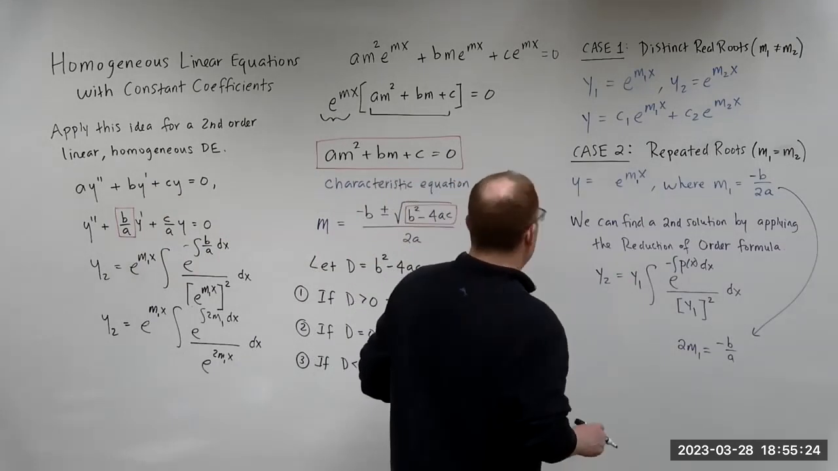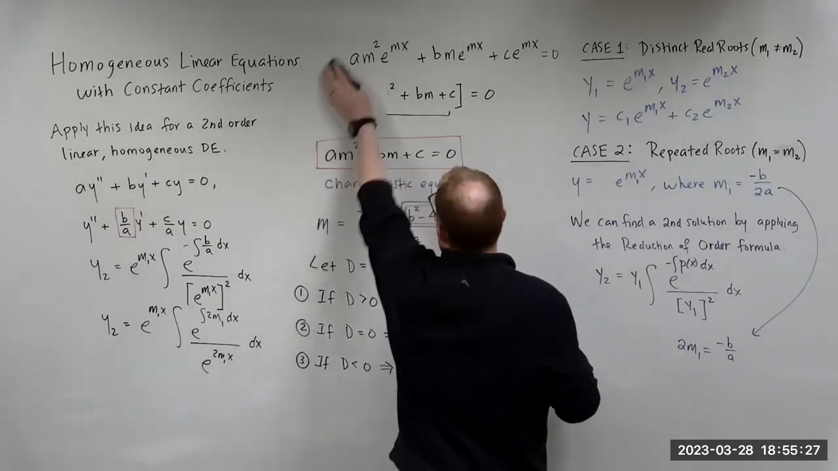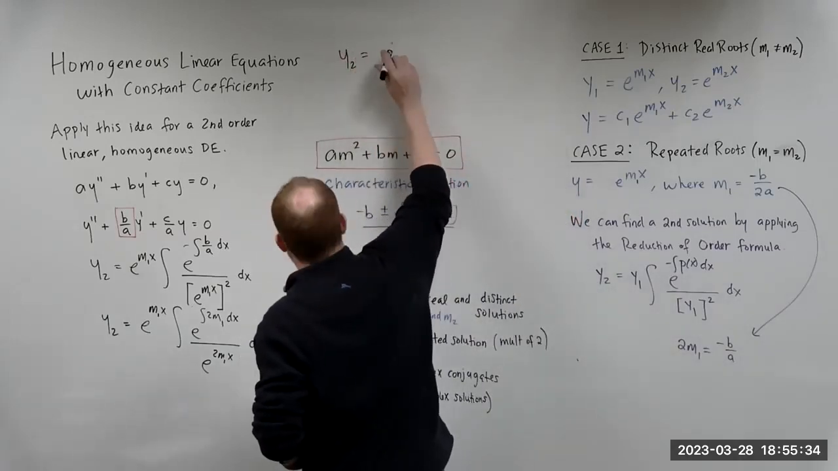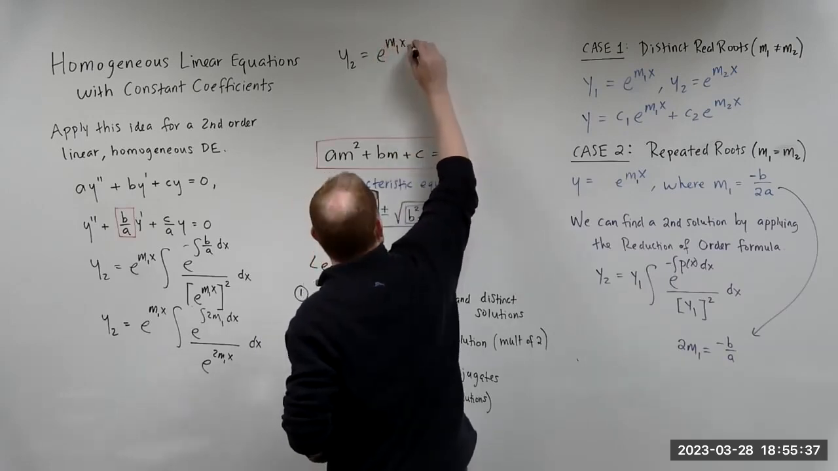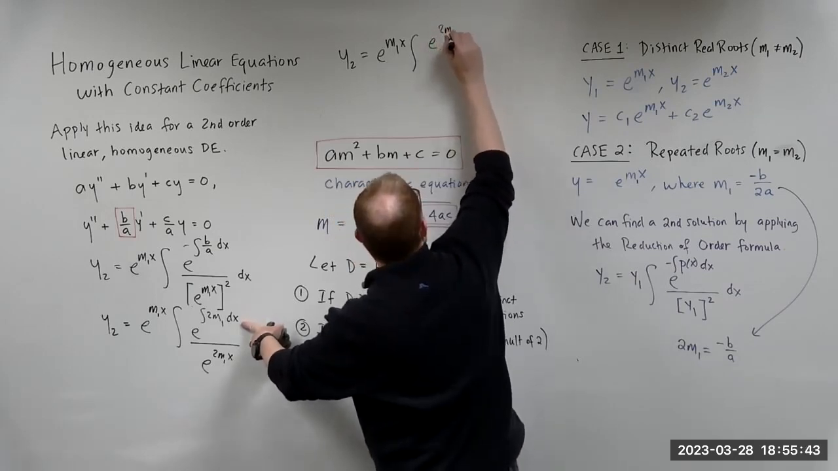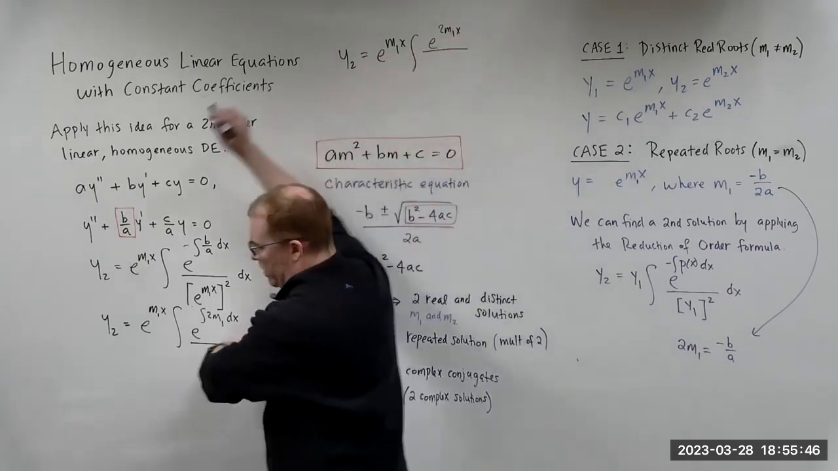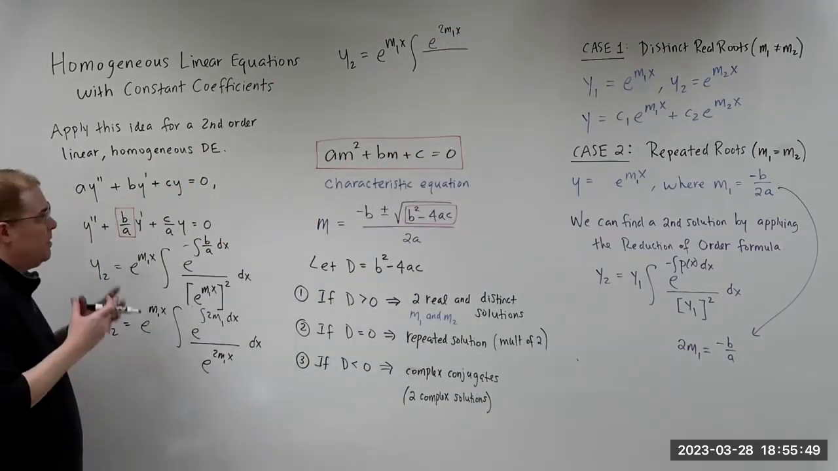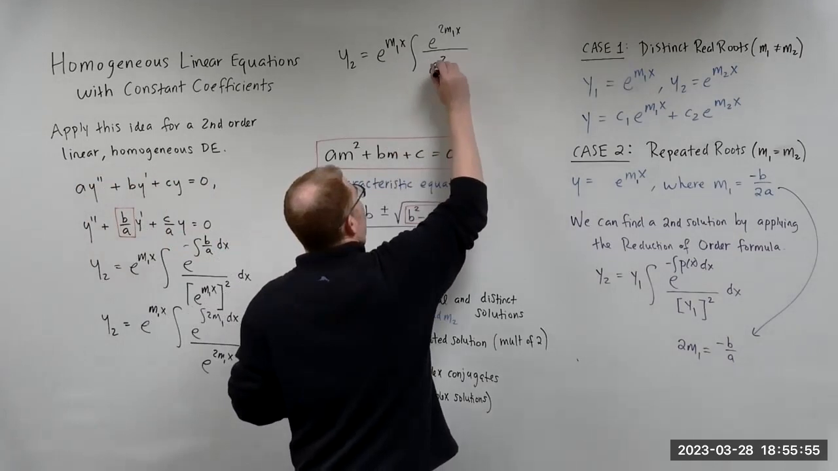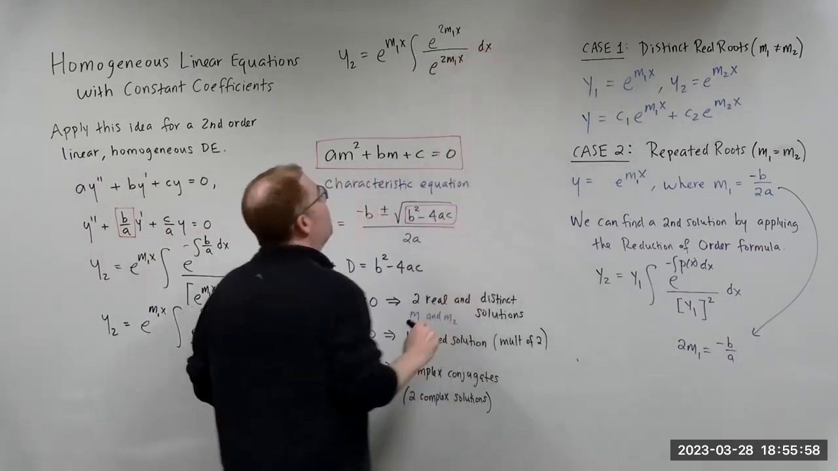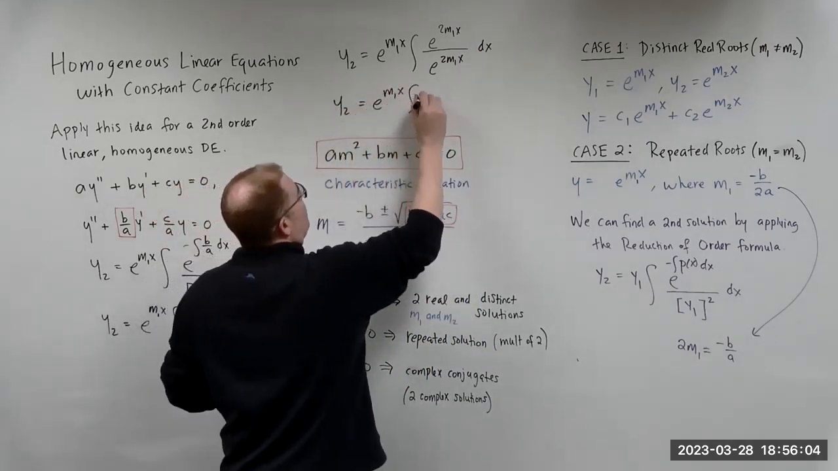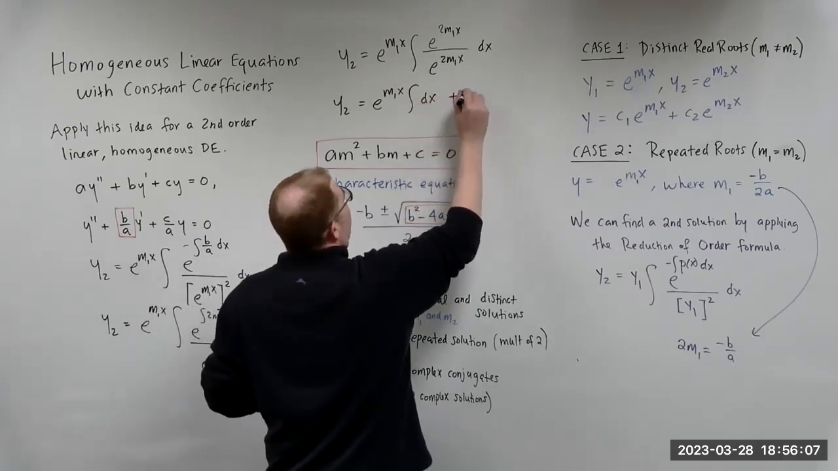Let's see. I'm going to erase this part. Okay, so y2 is e to the m1x times the integral. This is just e to the 2 m1 times x. And we don't have to put a constant there because we're just sticking to the most simple case. So y2 equals e to the m1x times the integral of dx, and then we can add our c.